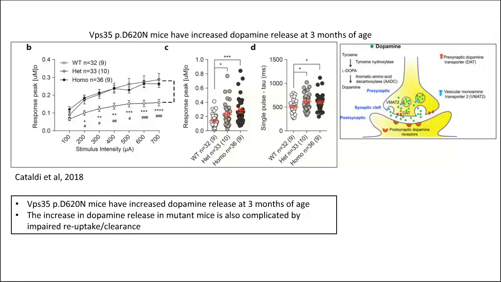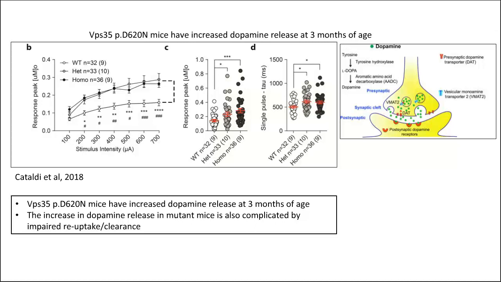But in saying that, what we then went on to investigate was the amount of dopamine that is being released. Dopamine is obviously one of the fundamental neurotransmitters in the brain, and is very heavily implicated in a lot of the symptoms that come with Parkinson's disease. So when we look at the wild-type mice in white, and this is measuring the total amount of dopamine that is released from the cells, which is depicted in this cartoon, we see that the mice have an average of about 0.1 micromolar being released.